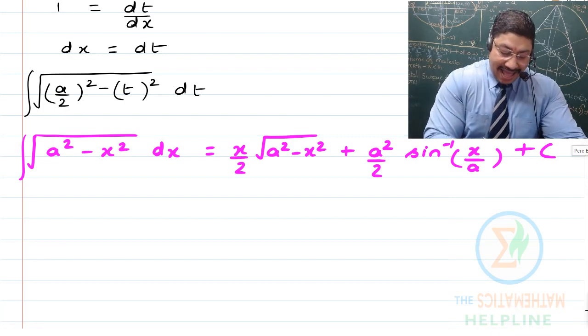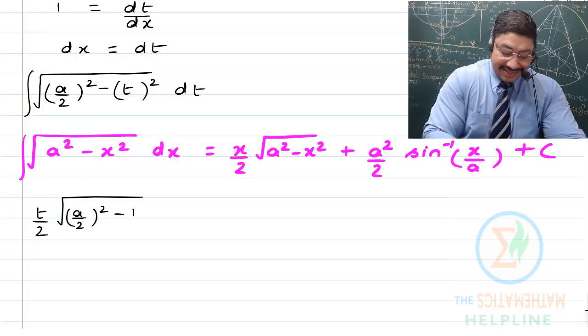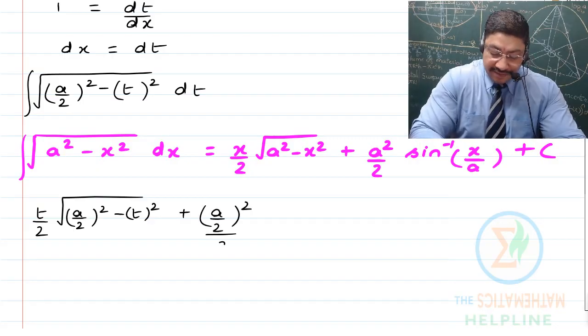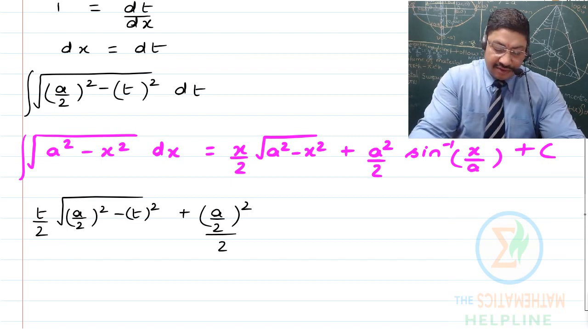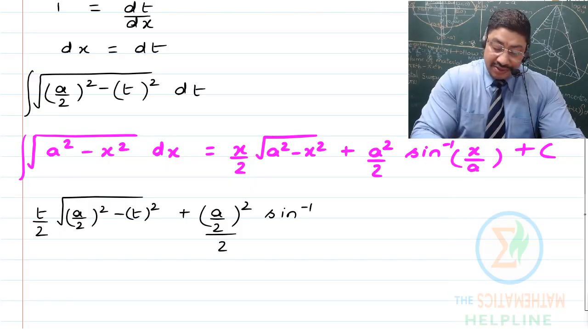As such, our final answer is going to come to be x upon 2. Obviously here in place of x we have t, so t upon 2 times the function, which is a upon 2 whole square, from which t square is subtracted. And now to it is going to be added a square upon 2, that is a upon 2 whole square, divided by 2, and further multiplied with sine inverse of x upon a. Now here in place of x we have t, and it will be divided by a. And what is the a here? The a is a upon 2.